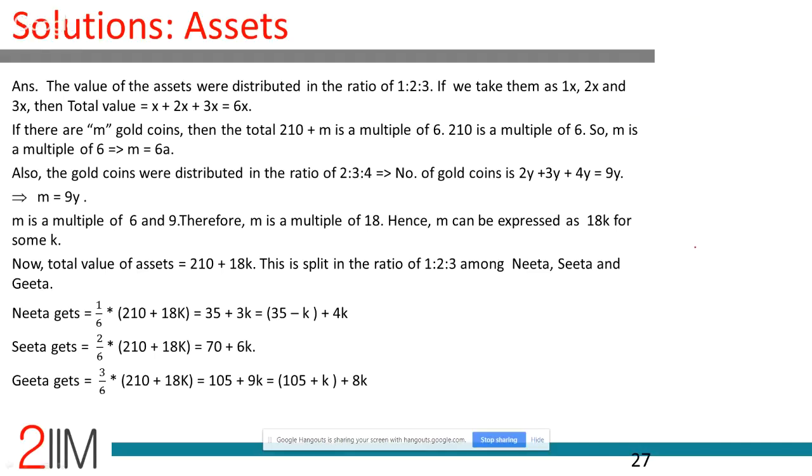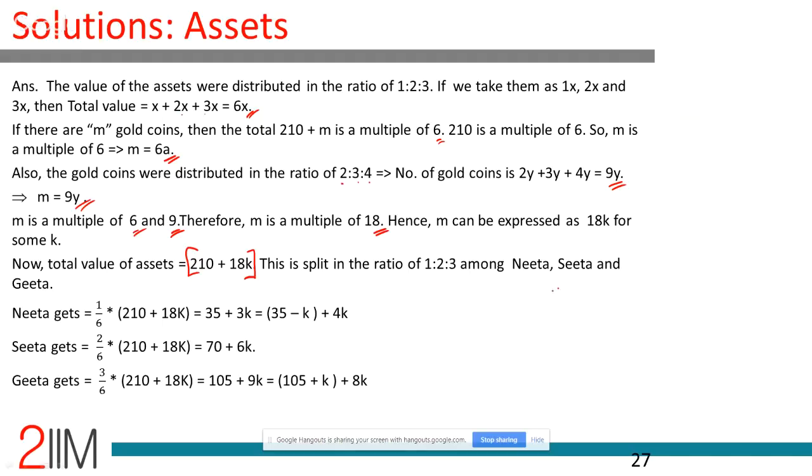I'm going to do a very quick recap. Total value X, 2X, 3X, 6X, so 210 plus M should be a multiple of 6. So M should be 6A. Gold coins were distributed in the ratio 2:3:4. Total number of gold coins 9Y. M should be a multiple of 9. Should be a multiple of 6 and 9, so it should be a multiple of 18. The total value of assets is 210 plus 18K, split in the ratio 1:2:3, or you get 35 plus 3K, 70 plus 6K, 105 plus 9K.